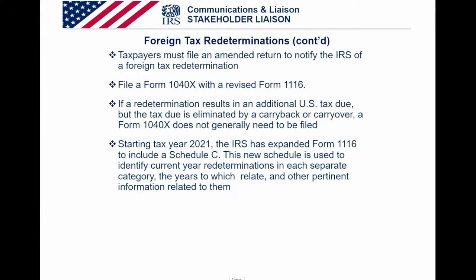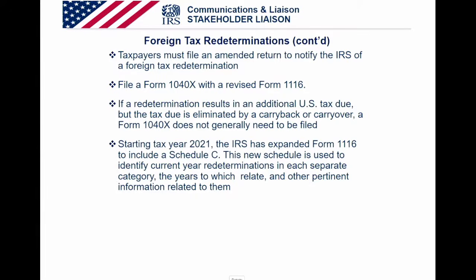Now, taxpayers must file an amended return to notify the IRS of a foreign tax redetermination. File a Form 1040-X with the revised Form 1116. And if a redetermination results in an additional U.S. tax due, but the tax due is eliminated by a carryback or carryover, a Form 1040-X does not generally need to be filed.